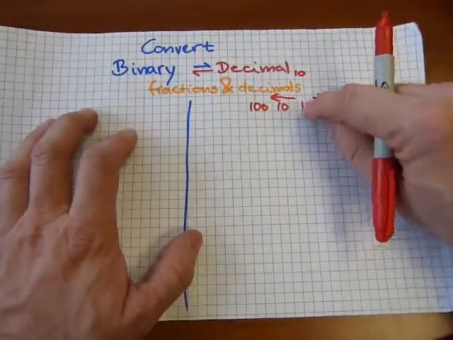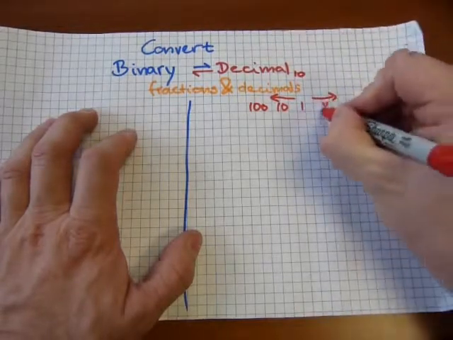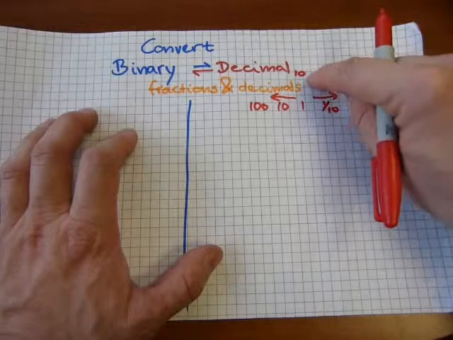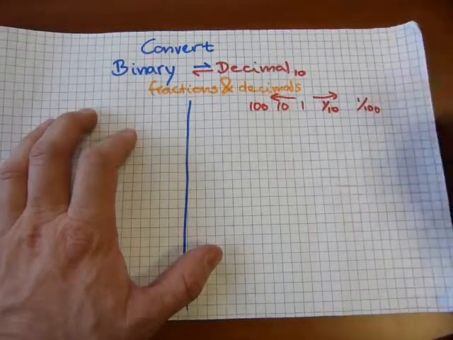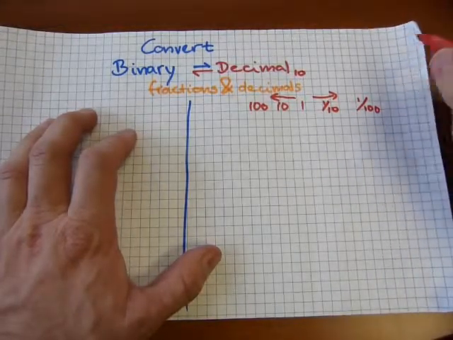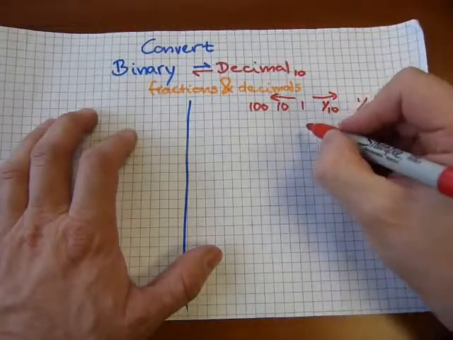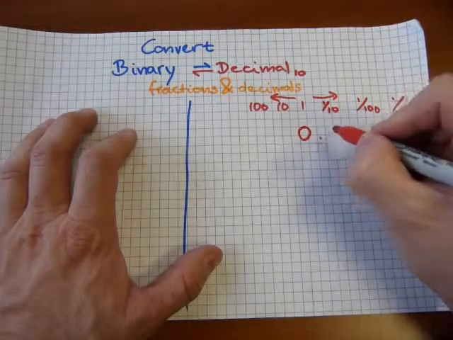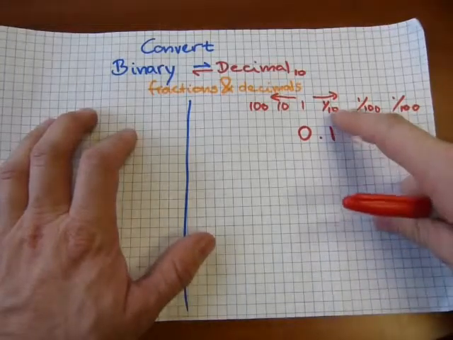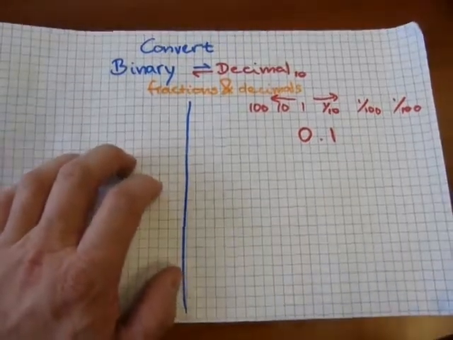You take that place value column, you divide by the base, and this is where the tenths go. You take that place value, divide it by the base, that's your next place value column, and I'm writing fraction format intentionally, and the third one would be thousandths. So if you have a number, for example 0.1, the 0 is in the ones column, the 1 is in the tenths column, 0.1. That's how it looks in the decimal system.